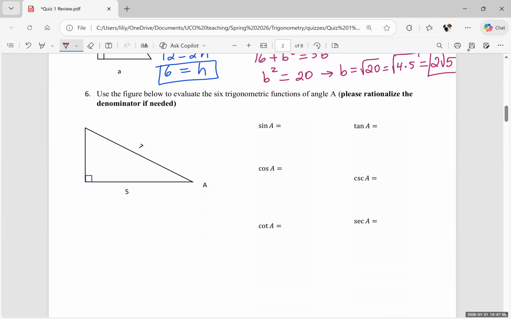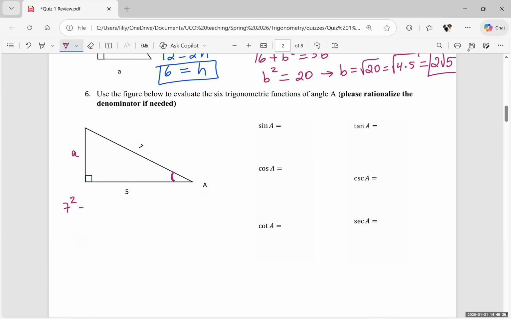Use this figure to evaluate the 6 trigonometric functions of the angle A. Rationalize the denominators, or obviously reduce all fractions if needed. So let's go ahead and look at this one. On this one, we're given the hypotenuse and one of the sides. We are not given the other side. We need to find side A, so we'll go ahead and do that first.